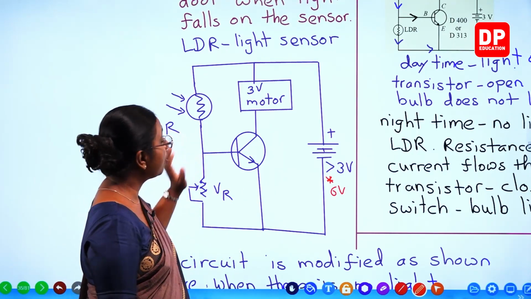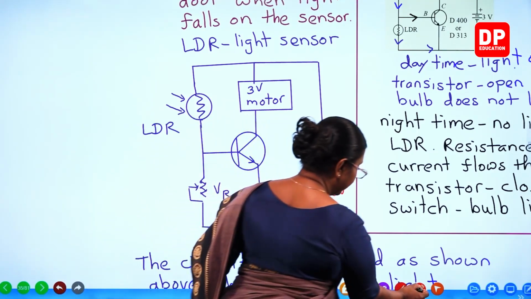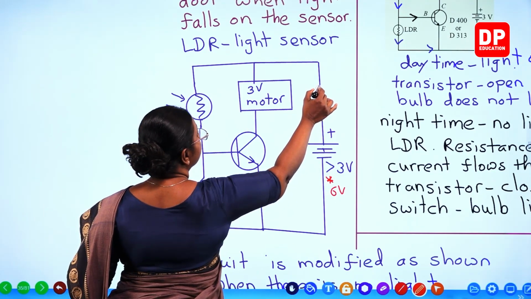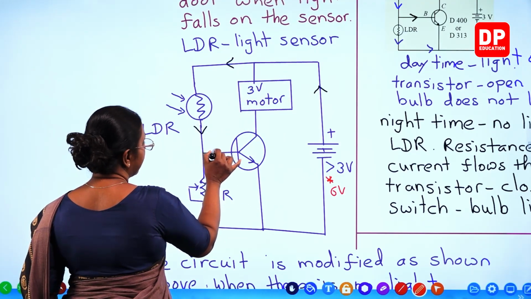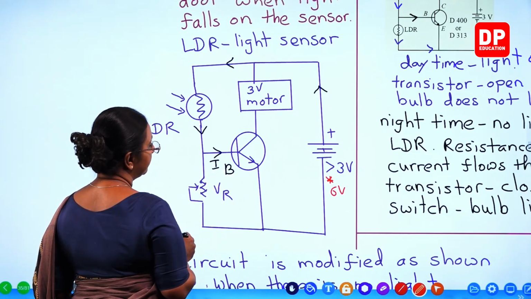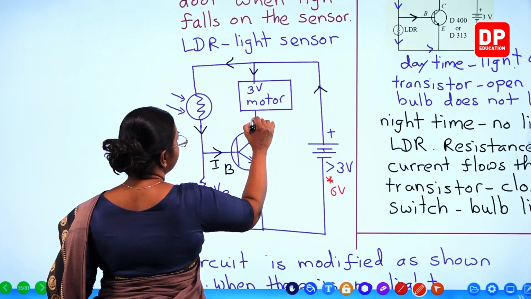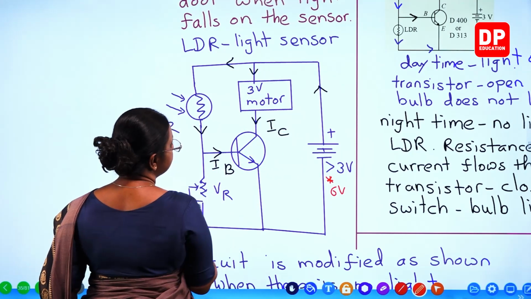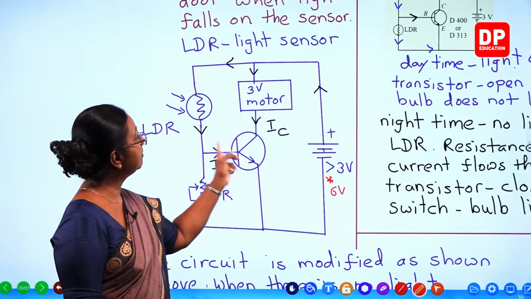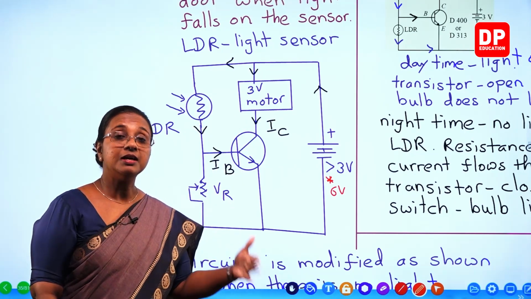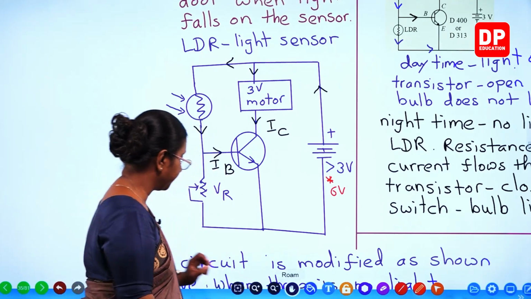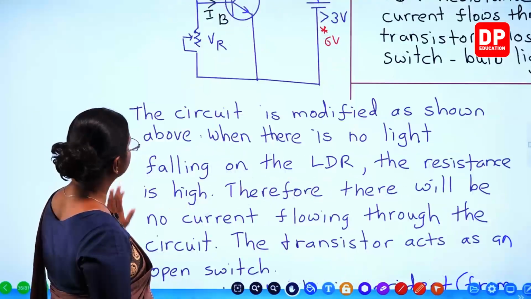But when light falls on the LDR, what will happen? The current will flow. How does the current flow? From here, the current flows this way through the LDR to the base of the transistor. So, that will be the IB current, base current. Because of that, there will be current flowing through the collector, that is the IC current. The IC current flows through the motor. And that current will make the motor function and open the garage door. That is how the circuit is modified. I am sure you all can understand that. So, this is the explanation here.